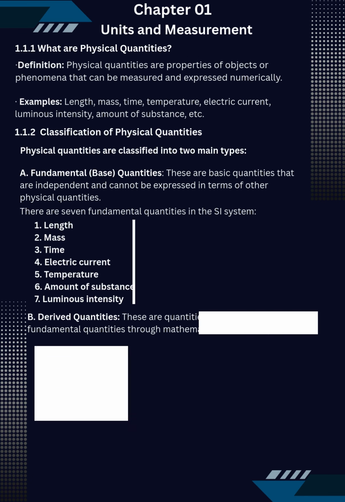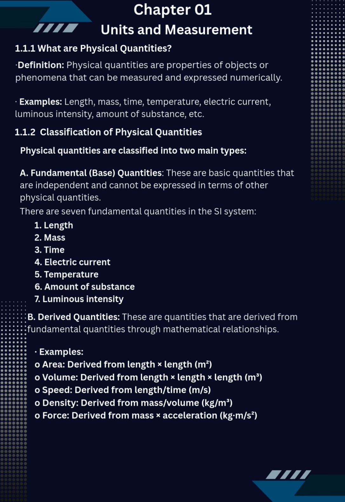What are physical quantities? Physical quantities are properties of objects or phenomena that can be measured and expressed numerically. Examples: length, mass, time, temperature, electric current, luminous intensity, amount of substance. Physical quantities are classified into two types.